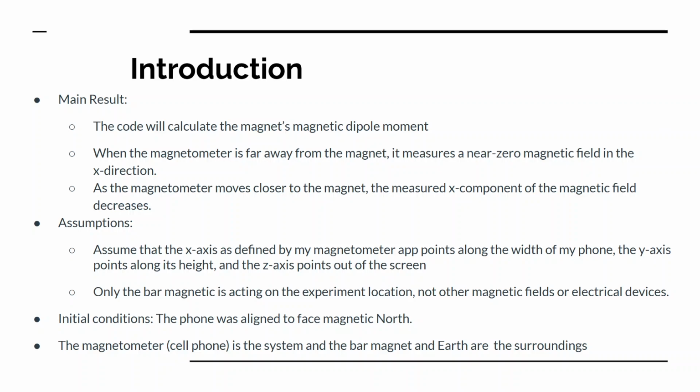When the magnetometer is far away from the magnet, it measures a near zero magnetic field in the x direction. And as the magnetometer moves closer to the magnet, the measured x component of the magnetic field decreases.